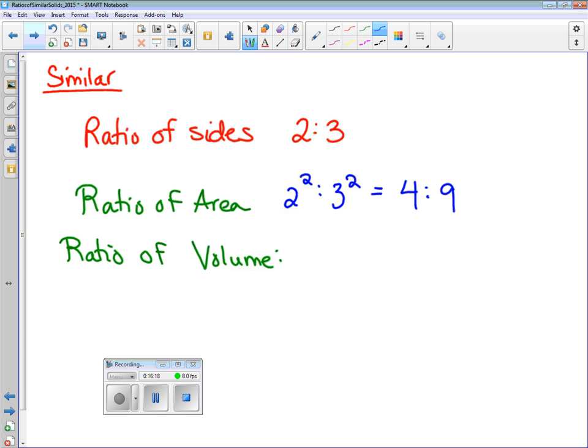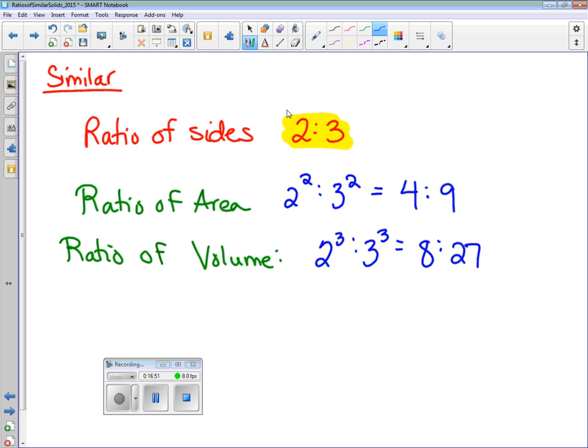What would the ratio of the volumes be? Okay, so which ratio am I cubing? The side ratio. So here's the key. I always have to know this one, don't I? So if I actually cube the 2 and I cube the 3, what is 2 cubed? 8, and 3 cubed? 27. Okay, so I can find the new ratios.